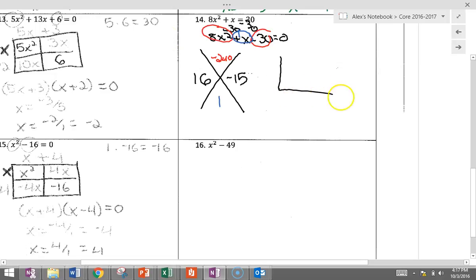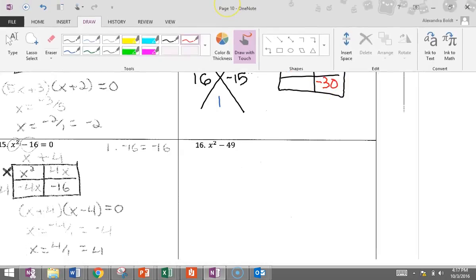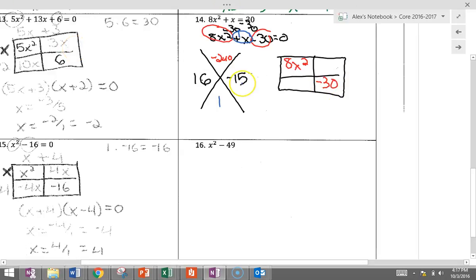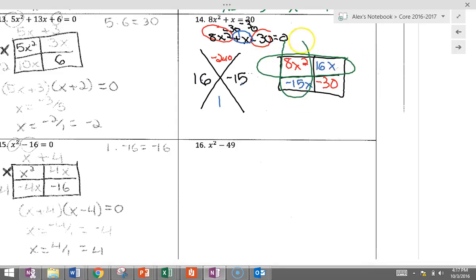So I'm going to draw my box. Again, my first and my last numbers stay the same. So I have 8x squared and negative 30. My middle number splits into the two I found here. So 16x and negative 15x. Alright, so again, since the number in front isn't 1, I want to look at which number 8 divides into. Negative 15 or 16, and you should see that 8 goes into 16. So my 8x is going to go with the 16, x is going to go with the 15.